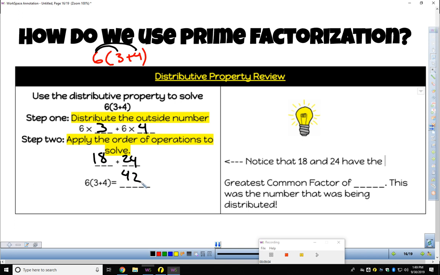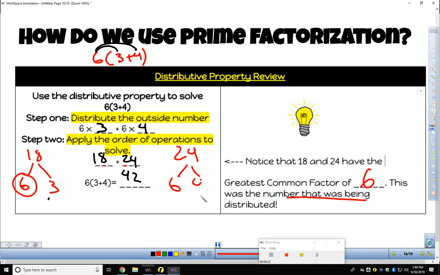The reason that the distributive property is helpful is because I know that both 18 and 24 have a common factor of 6, because this is the number that was being distributed. Right? I know that 18 and 24 both, if I were to make factor trees here, are both going to end up multiplying something by 6.